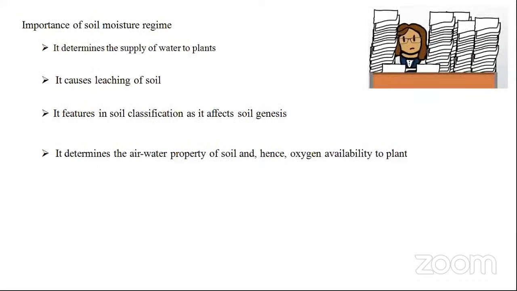Okay, students. So what is important? Why are we studying the soil moisture regime? It mainly determines the supply of water to the plants. First, it determines the irrigation part, the supply of water, and it causes leaching of soils. We will deal with that also. It is a feature in soil classification, as I said earlier, and it also affects the genesis, which we discussed in the very first lecture. It is determined by the air and water property of the soil, hence the oxygen availability to the plant. Mostly oxygen conditions, especially Aquic, which we have discussed so far, that oxygen supply it will also determine. So this is the major importance of the soil moisture regime we have to discuss.